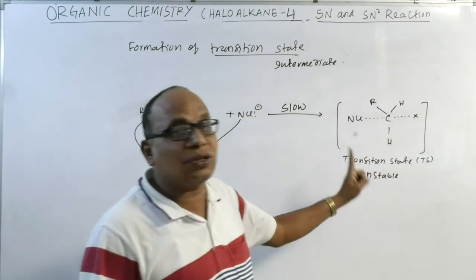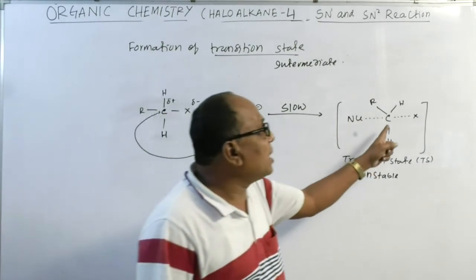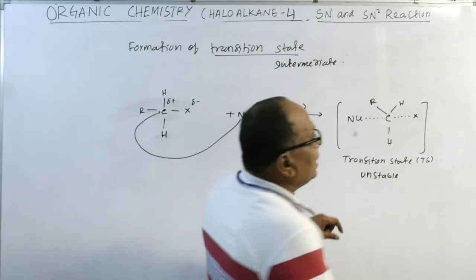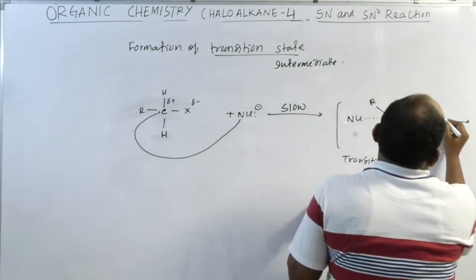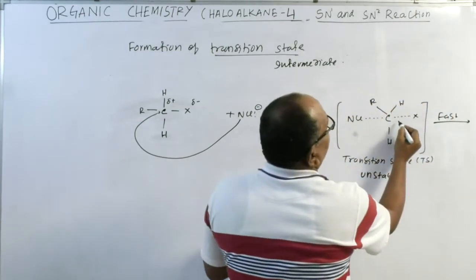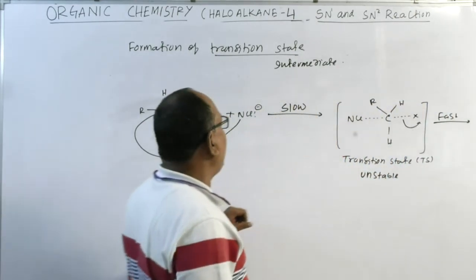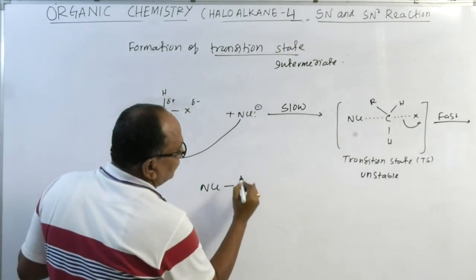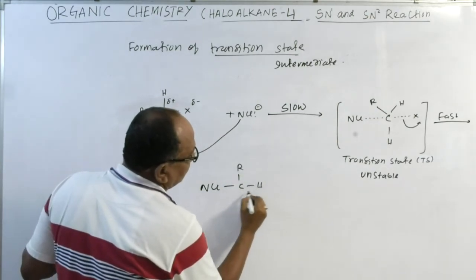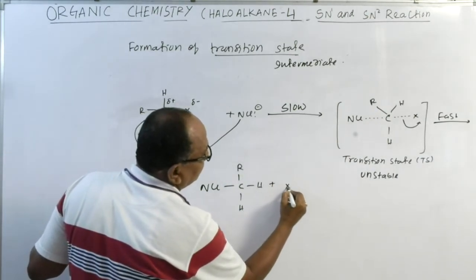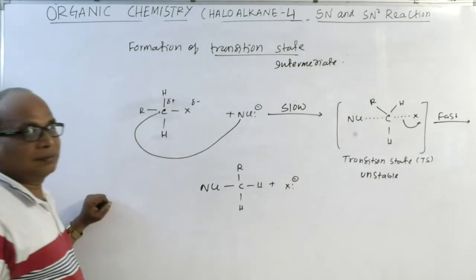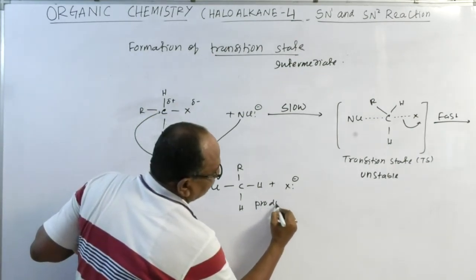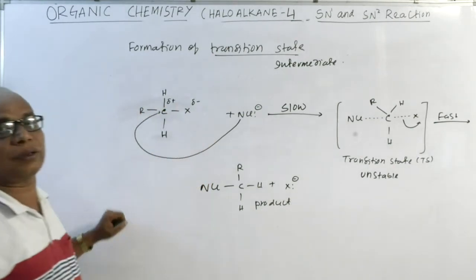After the formation of the transition state, which is quite unstable because the carbon atom is pentavalent, next it immediately becomes a first step, and the halide will be totally outgoing. It becomes a new R H H plus X minus. This is your substituted product.